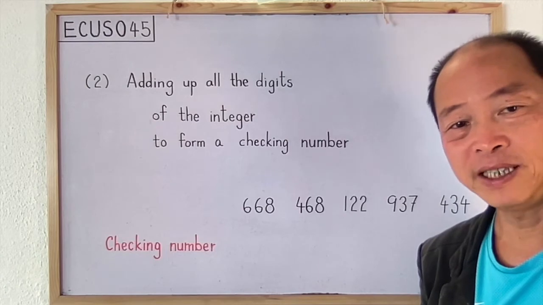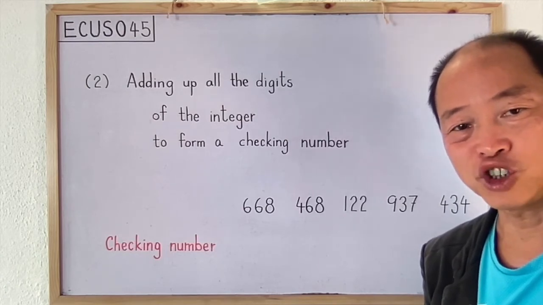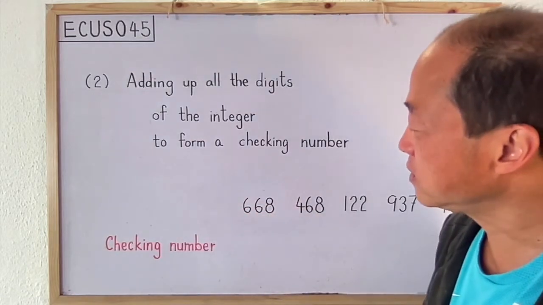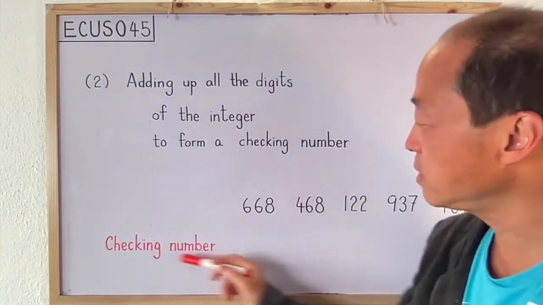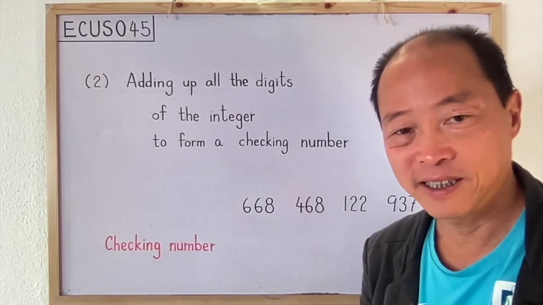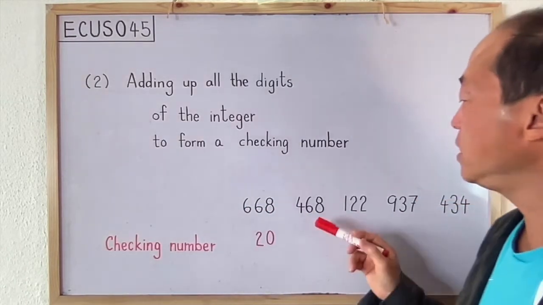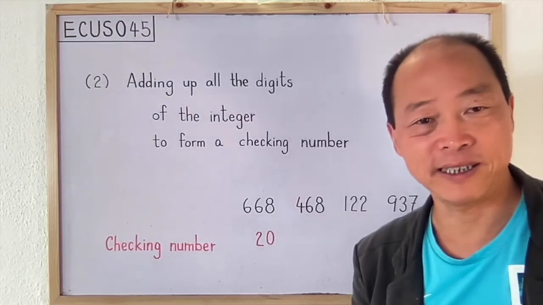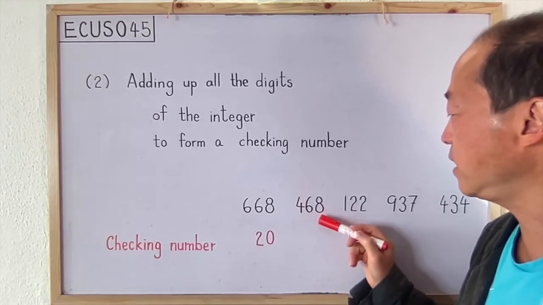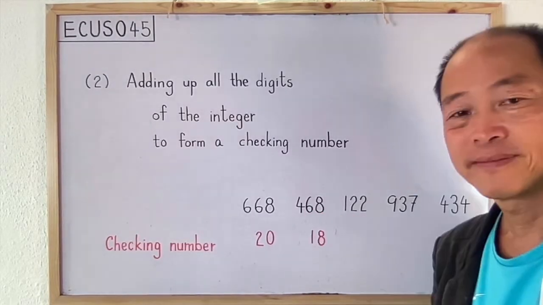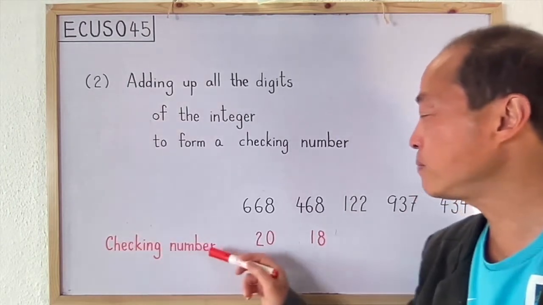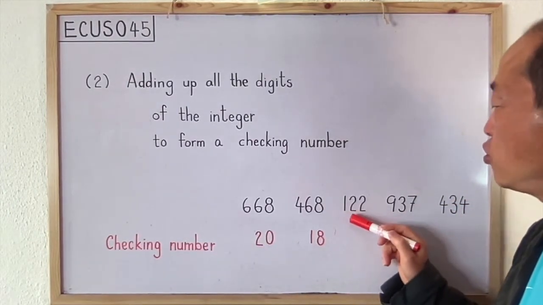For each of the integers, let's work out the checking number first. For the integer 668, the checking number is 6 plus 6 plus 8. It is 20. For the integer 468, the checking number is 4 plus 6 plus 8. It is 18. For the integer 122, the checking number is 1 plus 2 plus 2.